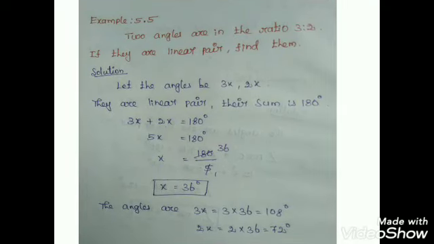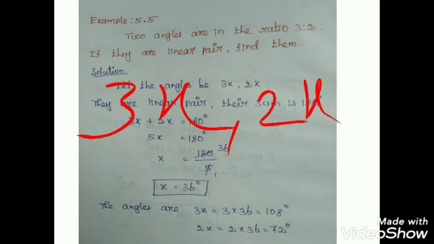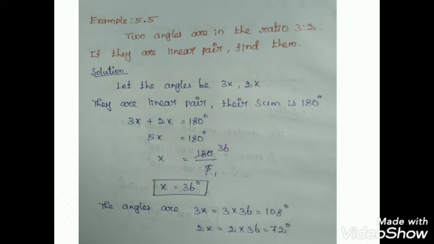Example 5.5. Two angles are in ratio 3:2, which means the accurate value is not given. So take 3x and 2x. Two angles are in the ratio 3:2. Then they are linear pair. Linear pair is 180 degree. Find them. Listen, it is very easy. So let the angles be 3x and 2x. They are linear pair, so the sum is 180. So 3x plus 2x equal to 180. Here both have the same variable. So 3 plus 2 is 5. 5x equal to 180 degree.